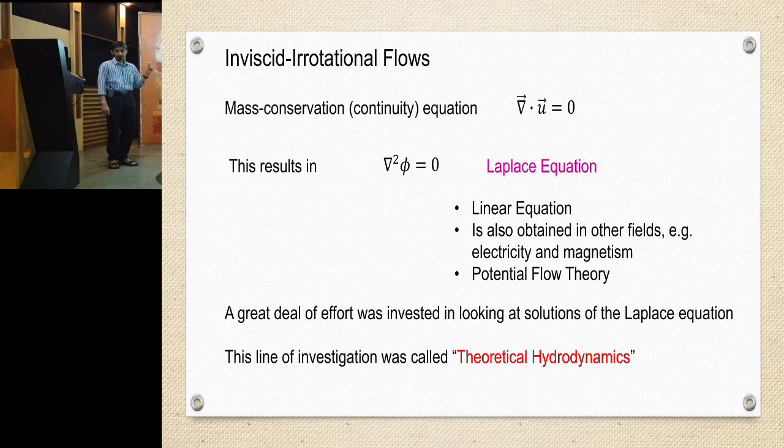Now this is a linear equation. Remember, the Euler equation and the Navier-Stokes were non-linear equations. This is a linear equation, which is a considerable simplification. And this equation is actually obtained in other fields also. In fact, around the time when the fields of electricity and magnetism were being developed.